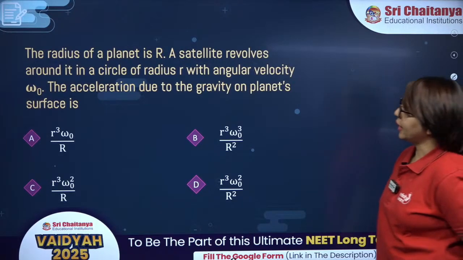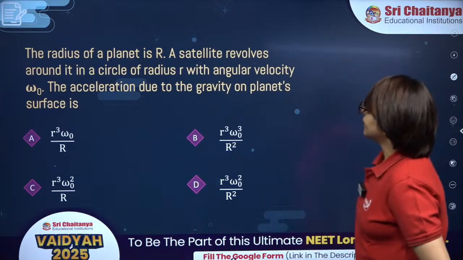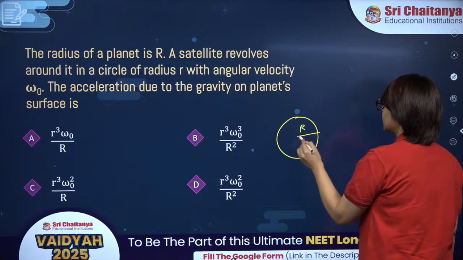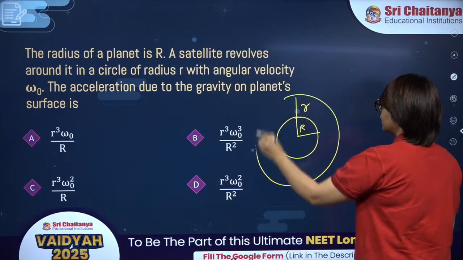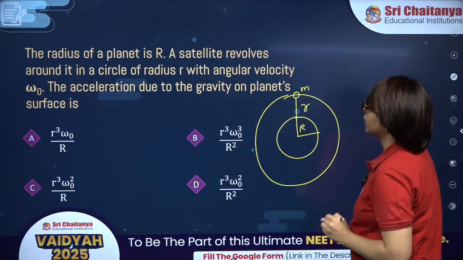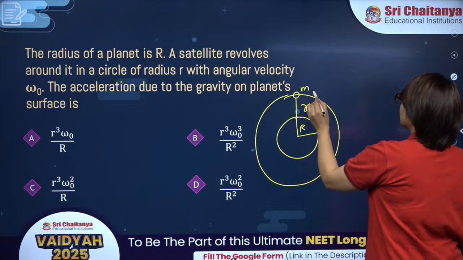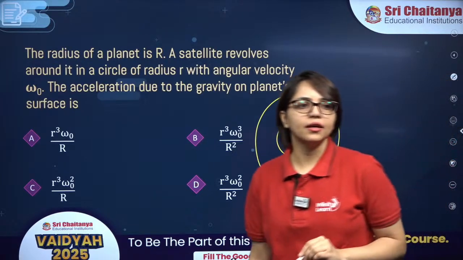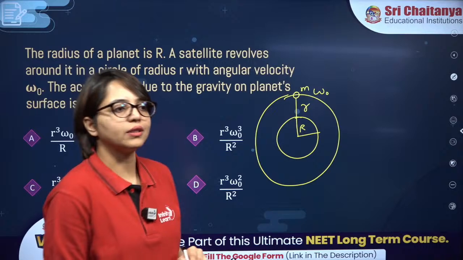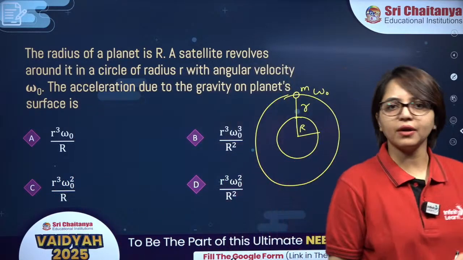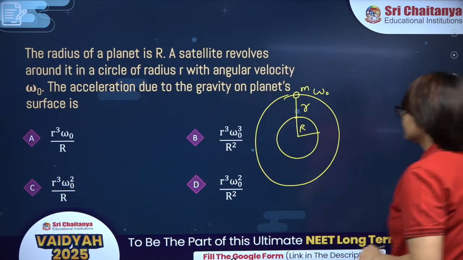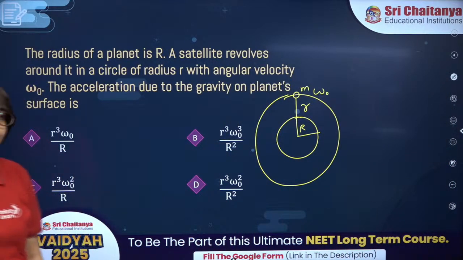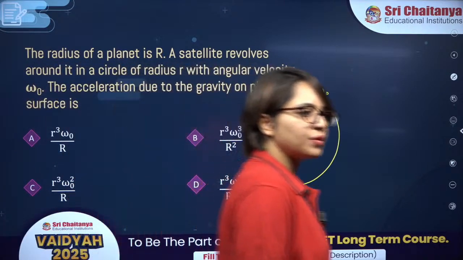Next is this one. The radius of a planet is R. A satellite revolves around it in a circle of radius small r. This is a planet of radius R, and a satellite is revolving around it in a circle of radius small r with angular velocity omega naught. What is the acceleration due to gravity on the surface of the planet? Try this one, everyone. Come on, guys, try this one. Option C.